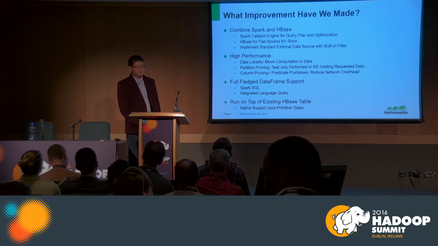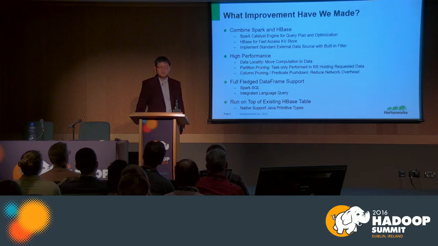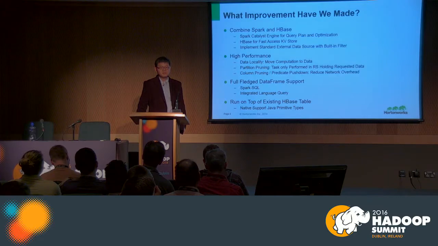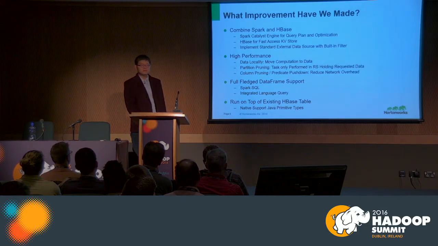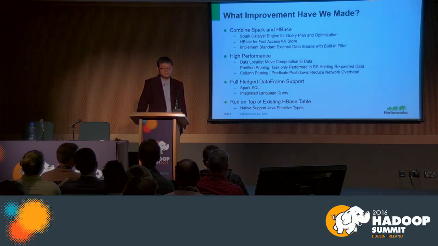For HBase, we mainly use the fast access of the KV store. We implemented the standard external data source with HBase built-in filters. We don't use a coprocessor. Yes, we may sacrifice some performance. For example, for aggregation, we don't push the aggregation into the region server side, but we keep it simple, also easy to maintain, and maybe less error-prone.